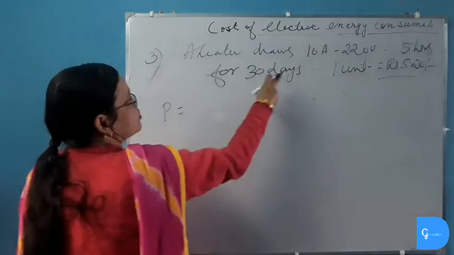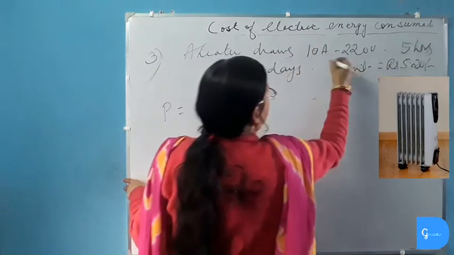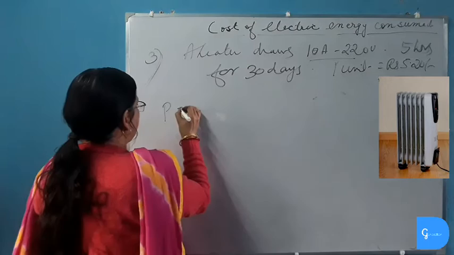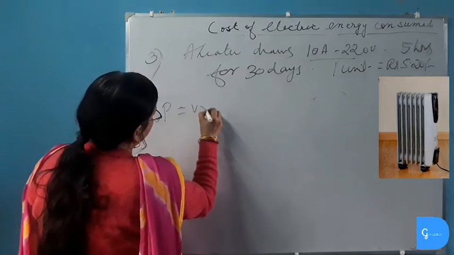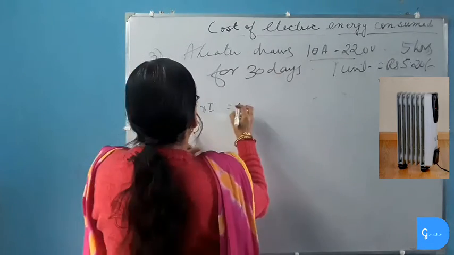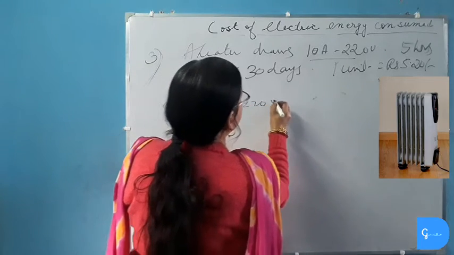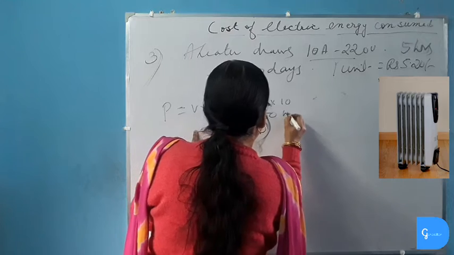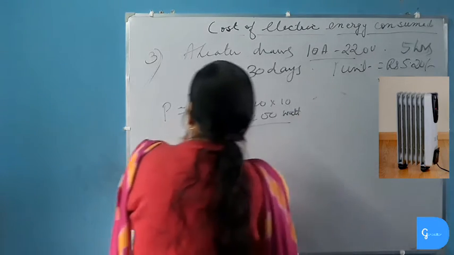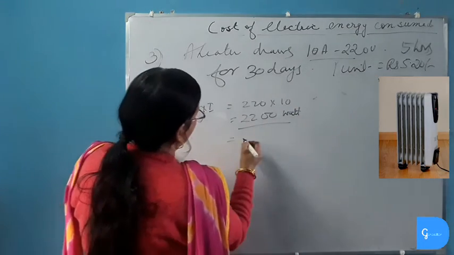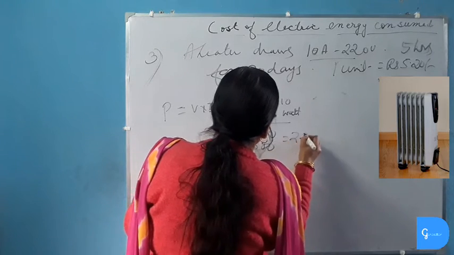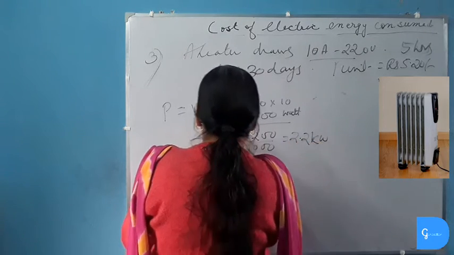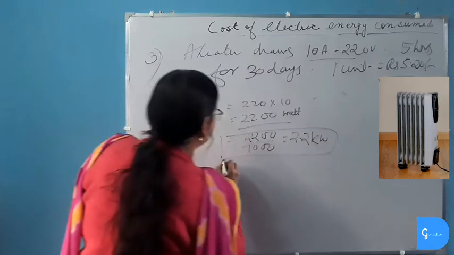Power is equal to, we know, 10 ampere current is given and voltage is given. So we will apply formula number 1. P is equal to V into I. V is equal to 220 volt into 10 is equal to 2200 watt. So this is the power. If we convert it into kilowatt, then is equal to 2.2 kilowatt. So this is the power of the electric heater.